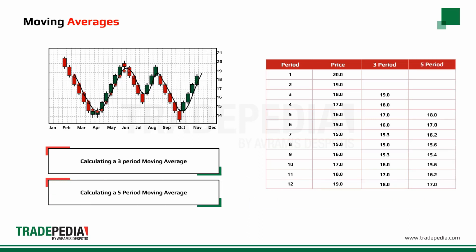To calculate a 5-day moving average, we would average the closing prices of the last 5 days. So on the 5th day, our moving average would be at 18, 6th day at 17, and 7th day at 16.2. If we were to plot both on the chart, we can see that the one that is closer to the price and more sensitive to price movements is always the shorter moving average of the two.